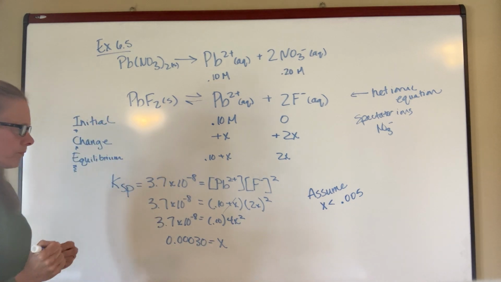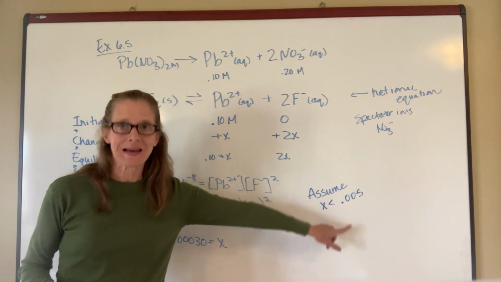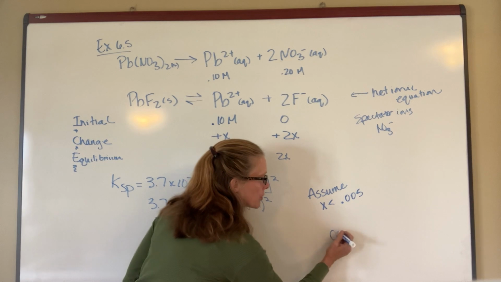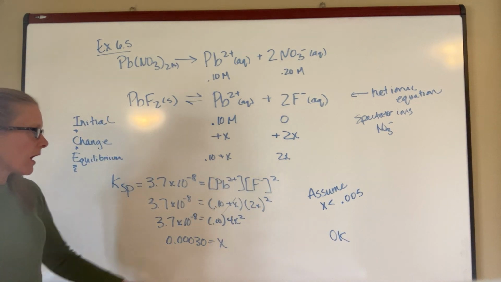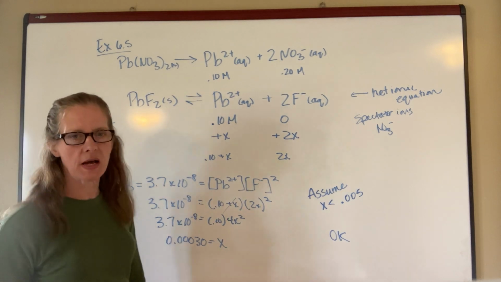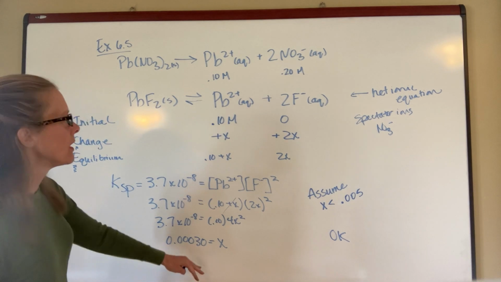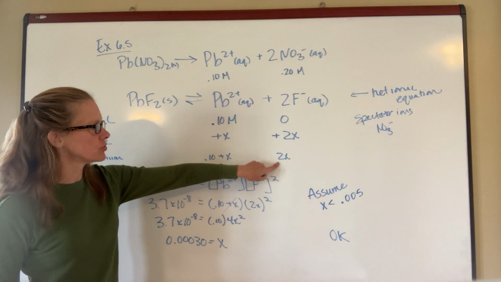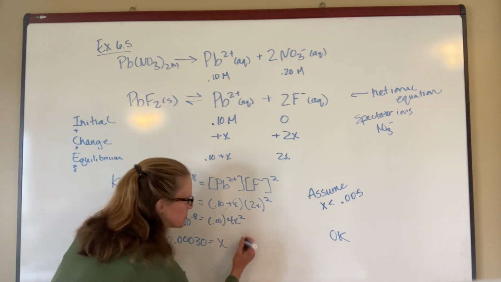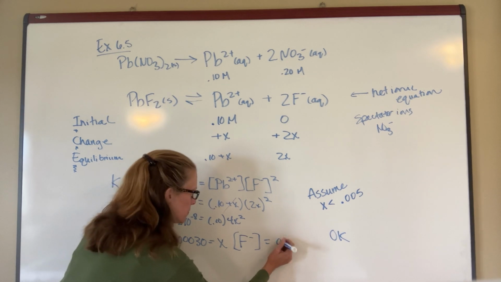0.00030. Okay? Is that smaller than this? Yes, it is. And because that assumption was an okay assumption to make, I know that I don't have to go back and worry about anything. And so the question had asked me what the fluoride ion concentration was. Remember that the fluoride ion concentration is twice whatever X is.